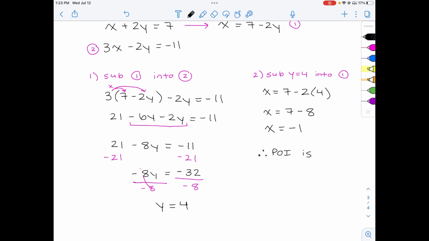And our last step is just to state the point of intersection as a coordinate. Just be careful here because we solved for the y coordinate first and then the x coordinate, and your point always needs to be written as (x, y). So make sure you put the x coordinate first, then the y coordinate, and that is your solution to this linear system, (-1, 4).